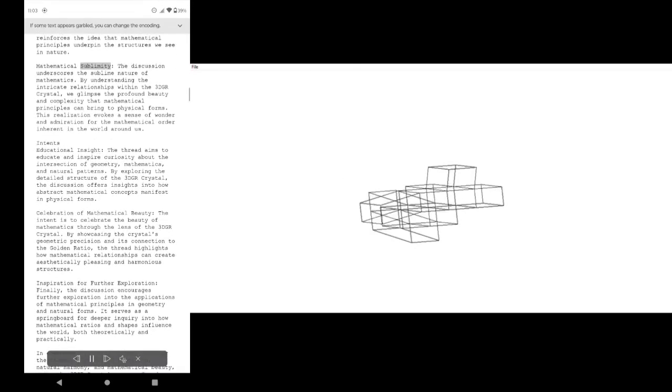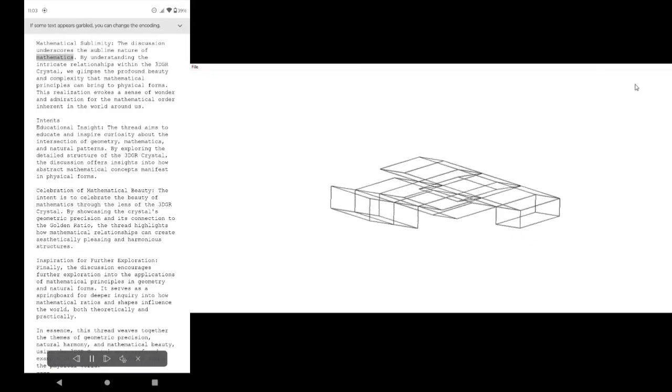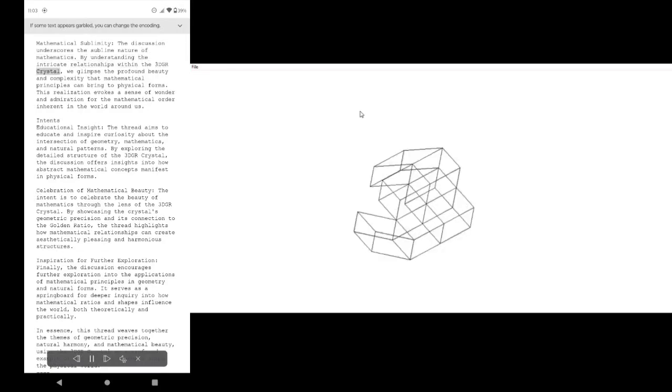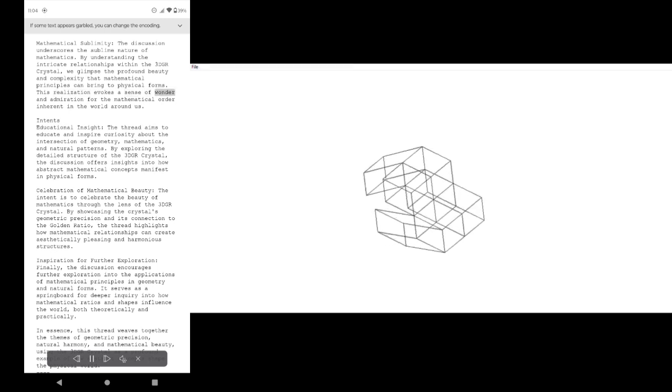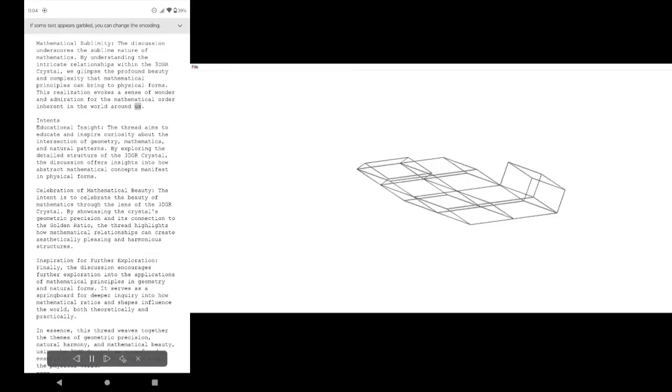Mathematical sublimity. The discussion underscores the sublime nature of mathematics. By understanding the intricate relationships within the 3D GR crystal, we glimpse the profound beauty and complexity that mathematical principles can bring to physical forms. This realization evokes a sense of wonder and admiration for the mathematical order inherent in the world around us.